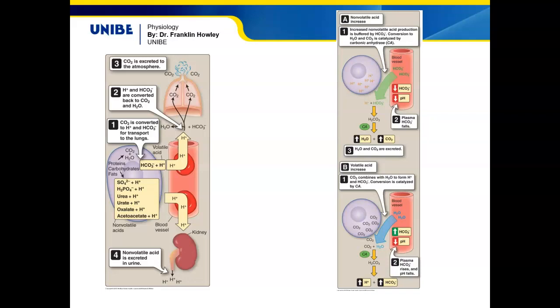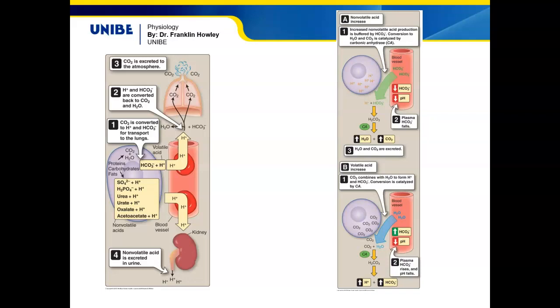If we look at the image towards the right, when the non-volatile acid increases, this can be buffered by bicarbonate to form, again, CO2 and water thanks to carbonic anhydrase. As this is happening, we know that the bicarbonate, because there's more acid, will be used to not permit the pH to fall as much. But eventually, all of that will be eliminated as water and CO2.